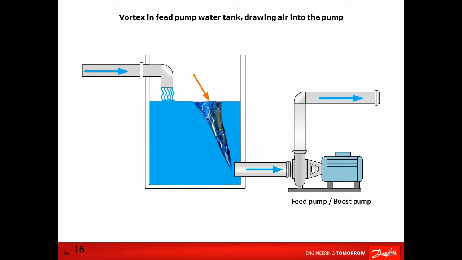There are several tank or pump inlet designs that prevent a vortex from occurring in the tank. The simplest is the vortex breaker, which can be seen on the next slide.